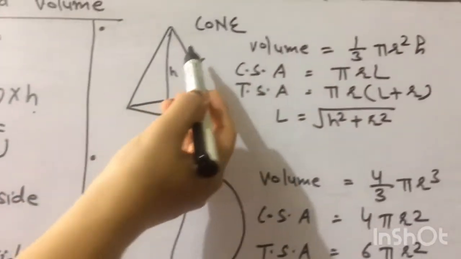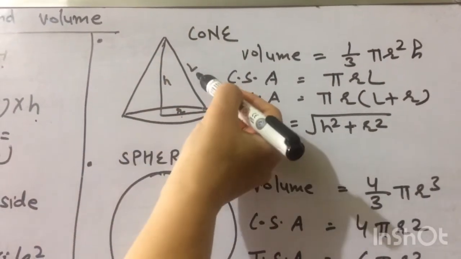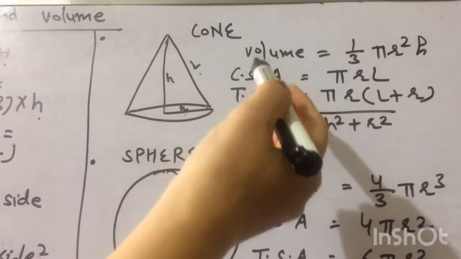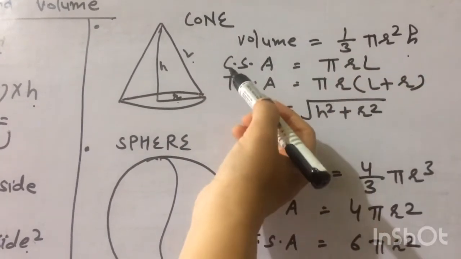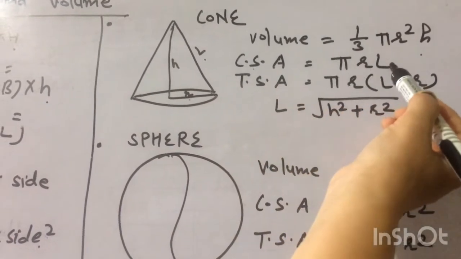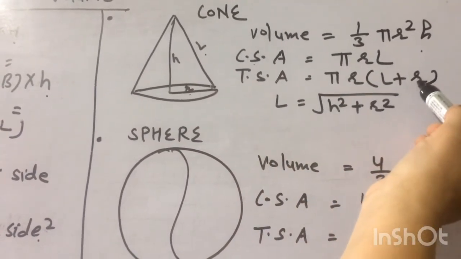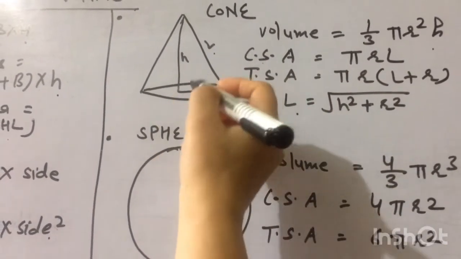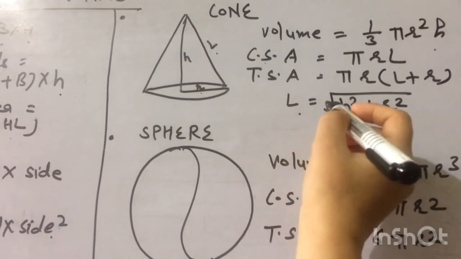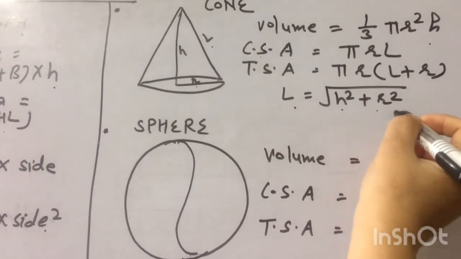Next is cone. This is height, this is radius, and this is slant height L. If we have to find the volume, formula is 1 by 3 pi r square h, and curved surface area pi r L. Total surface area pi r into (L plus r). L is slant height. If r and h are given and we have to find L, then formula is L equal to square root of (h square plus r square) by Pythagoras theorem.